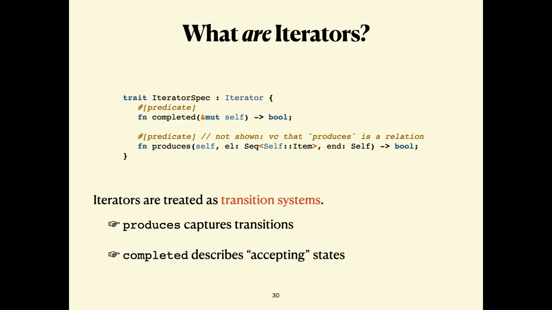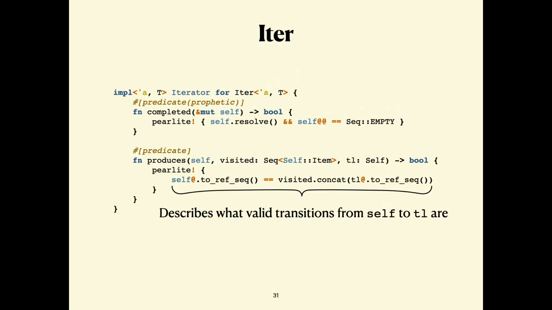So we can define this for iterators like iter here. For iter, the essential thing that we say is that iter is completed whenever the thing that we're iterating over is empty. So self at equals sequence empty is Creusot speak for the value being held by this iterator is empty.